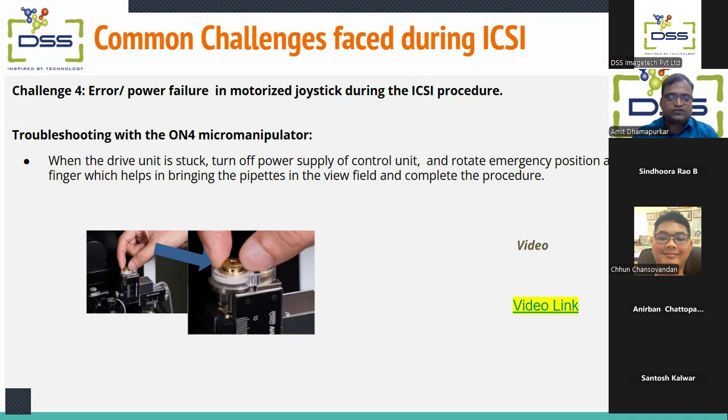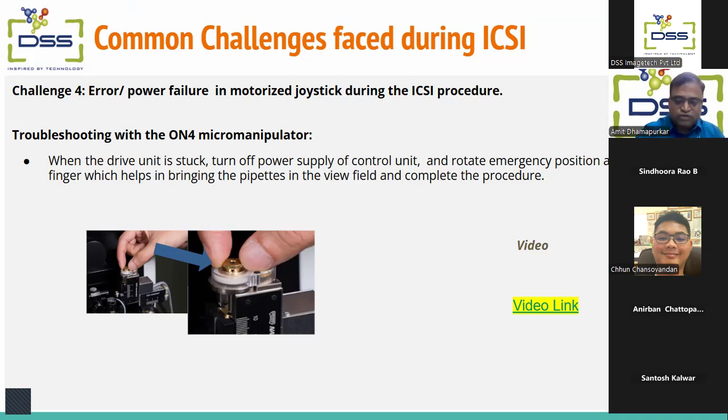In that case, we have this knob, with the help of which we can adjust manually. I'm repeating it: we can manually adjust the X, Y features and the Z feature. We have joysticks, and with the help of these two we can adjust the X and Y features manually. It was not available earlier, but ON4 has incorporated these added features so that people won't get stuck whenever they are using the motorized system.